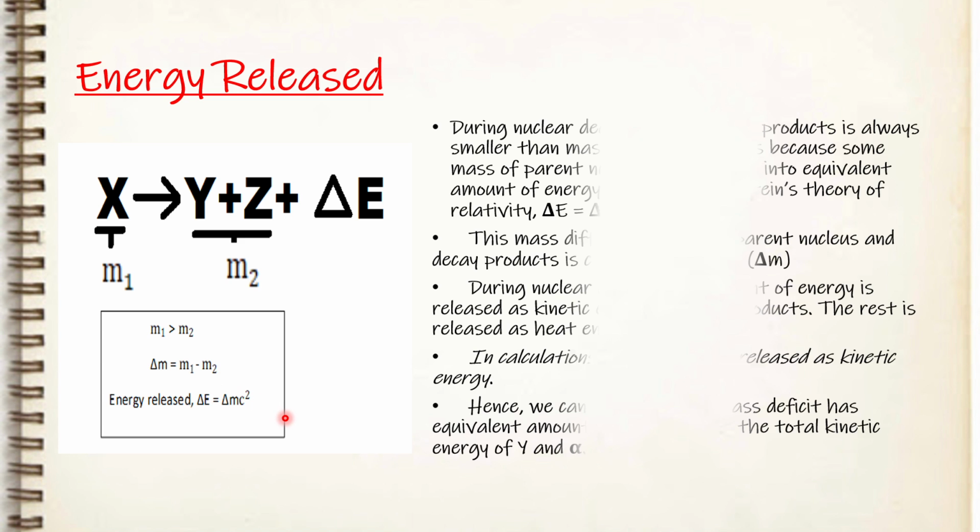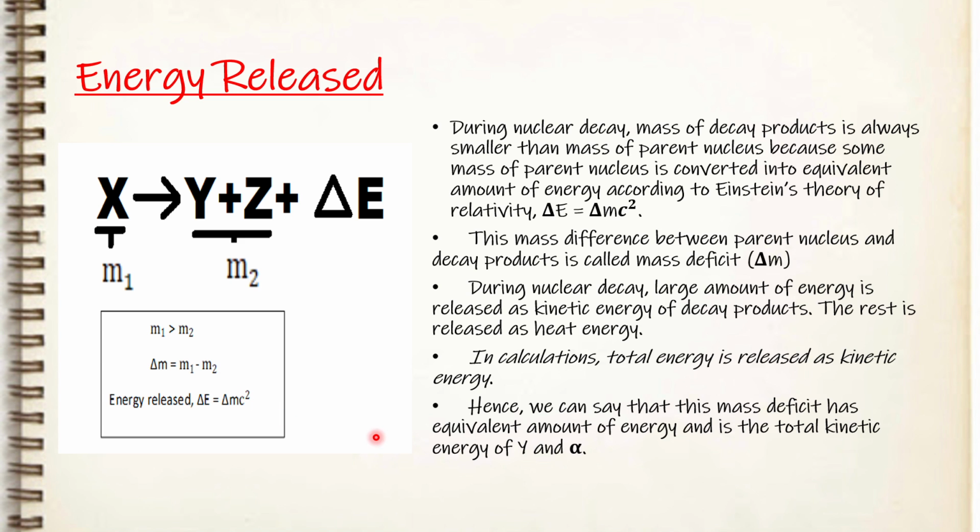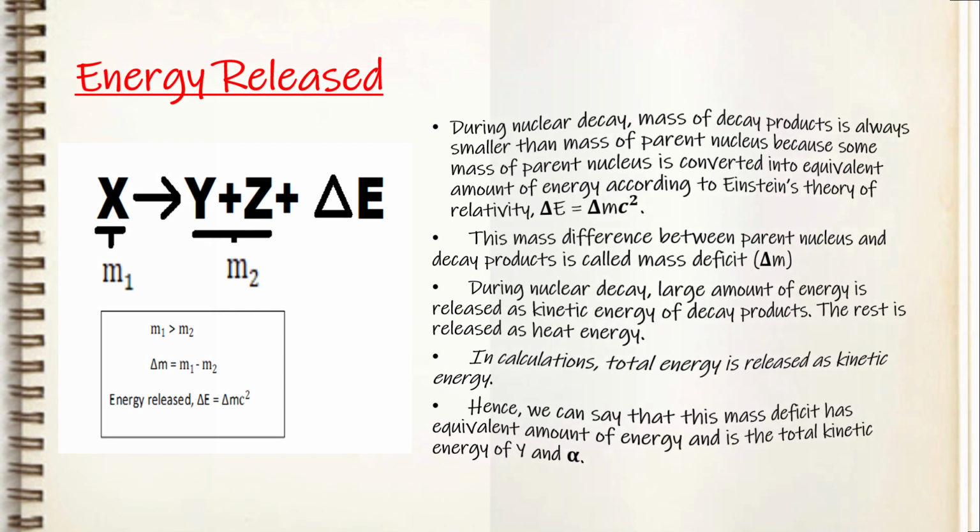Now, what is delta M? It is basically the mass deficit. That is the difference in mass between the parent nucleus and the decay products. And energy release can be basically calculated using E equals mc squared. So, we can say that this mass deficit has equivalent amount of energy and is the total kinetic energy of Y and Z.